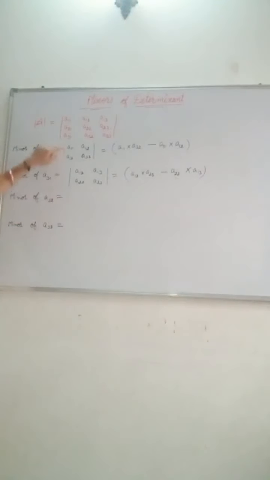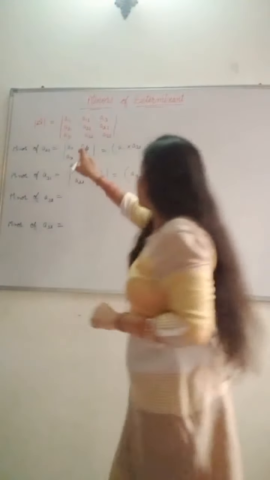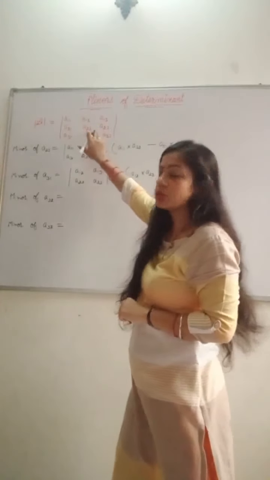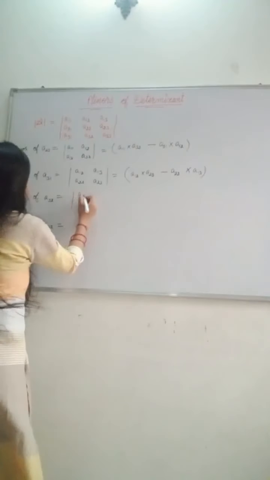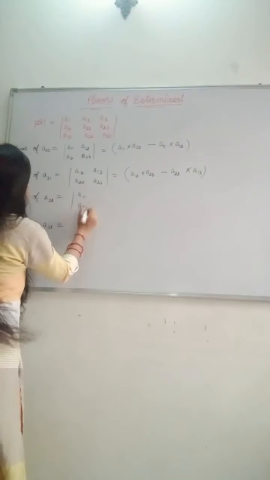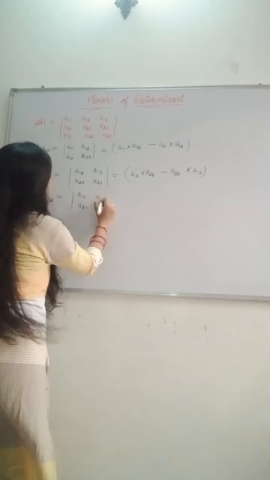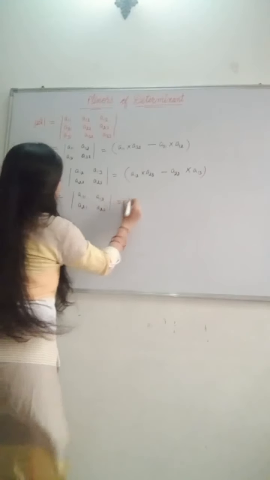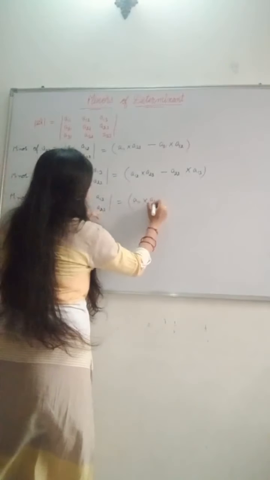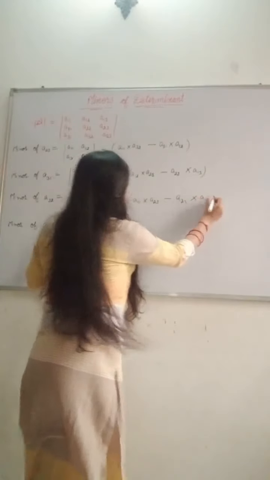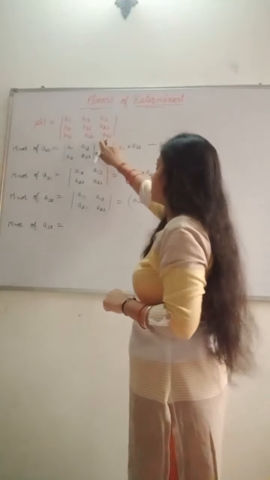Now minor of A32 element. Here you can see A32 element comes in third row and second column. So I am going to skip third row, second column. So put other elements here. A11 into A23, put a subtraction sign, A21 into A13 element. Now let us find the minor for the last element, which is A33 element.